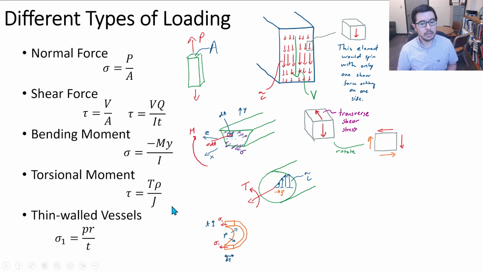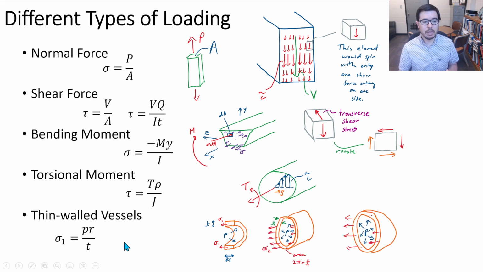And the final set of stresses that we've looked at has to do with pressurized thin-walled vessels. So we've talked about how we can have a hoop stress in a cylindrical pressure vessel, and we've also talked about how we can have this longitudinal stress, or half of the hoop stress, with PR over 2T in the longitudinal direction, the axial direction of a cylindrical pressure vessel, or when we're describing the stress in a thin wall of a spherical pressure vessel as well.